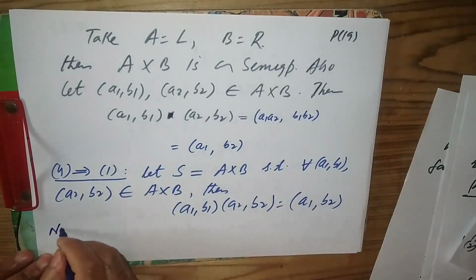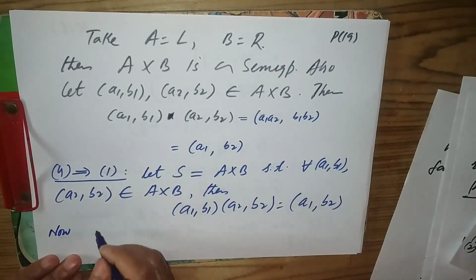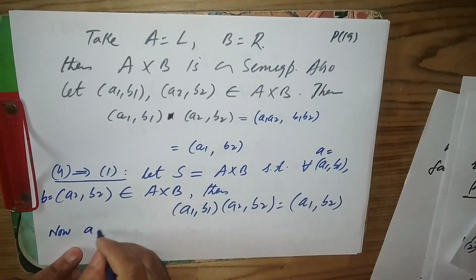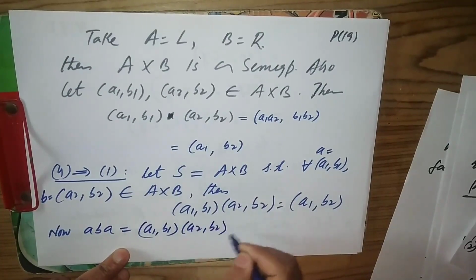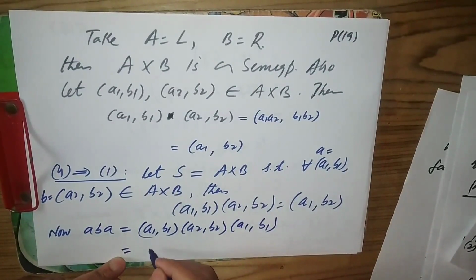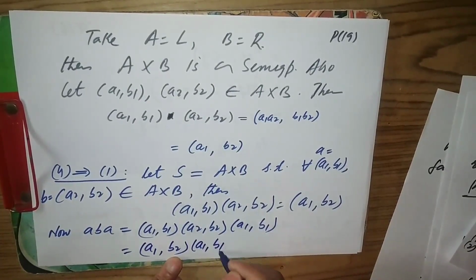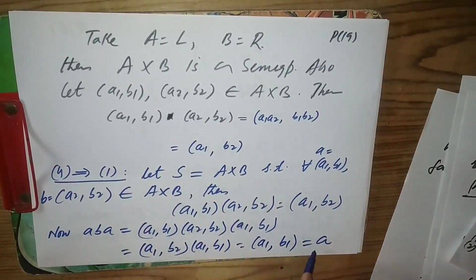So now for any two elements A1 B1 and A2 B2, let's treat this as A and this as B. We have to show that ABA is equal to A. A is A1 B1, B is A2 B2, and A is A1 B1. The product A1 B1 into A2 B2 is equal to A1 B2 by definition. Then A1 B2 into A1 B1 is the first element of this and the second element of this one, that's B1, which is equal to A. So ABA is equal to A, which means that S is a rectangular band. So this proves this theorem completely. Thank you.